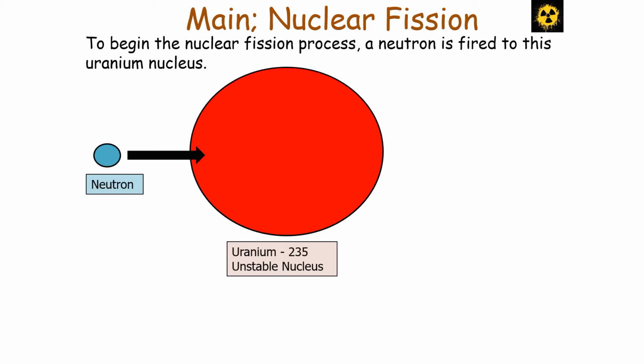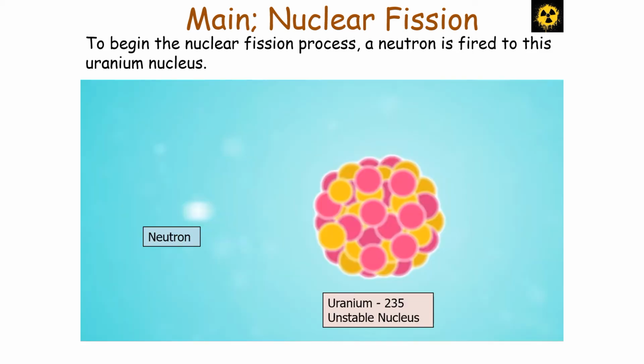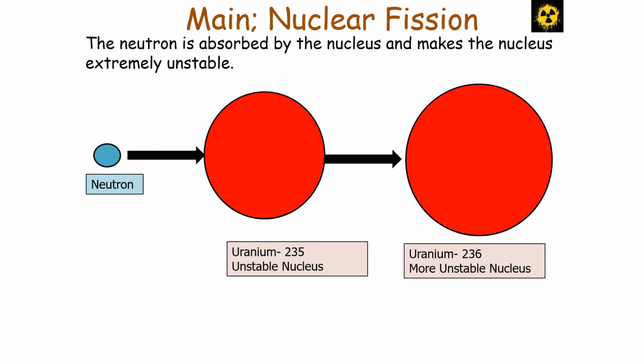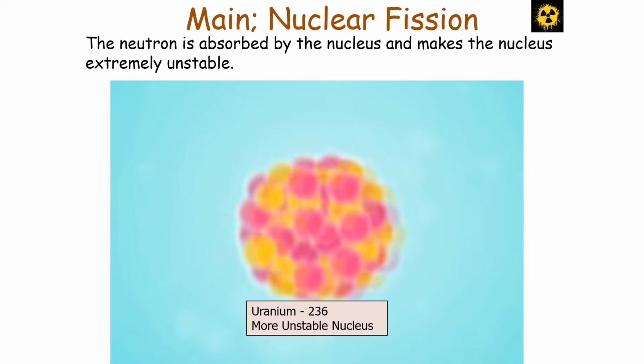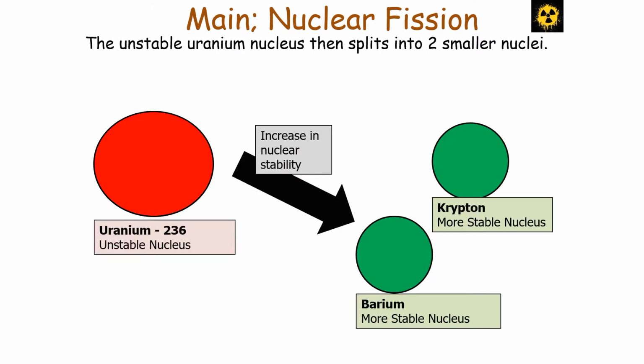So this uranium-235 is an unstable nucleus. You fire a neutron at it, it absorbs this neutron and it makes the nucleus even more unstable. So it becomes uranium-236 and it's now extremely unstable. And at this point it will actually split into two more stable smaller nuclei, either barium or krypton.